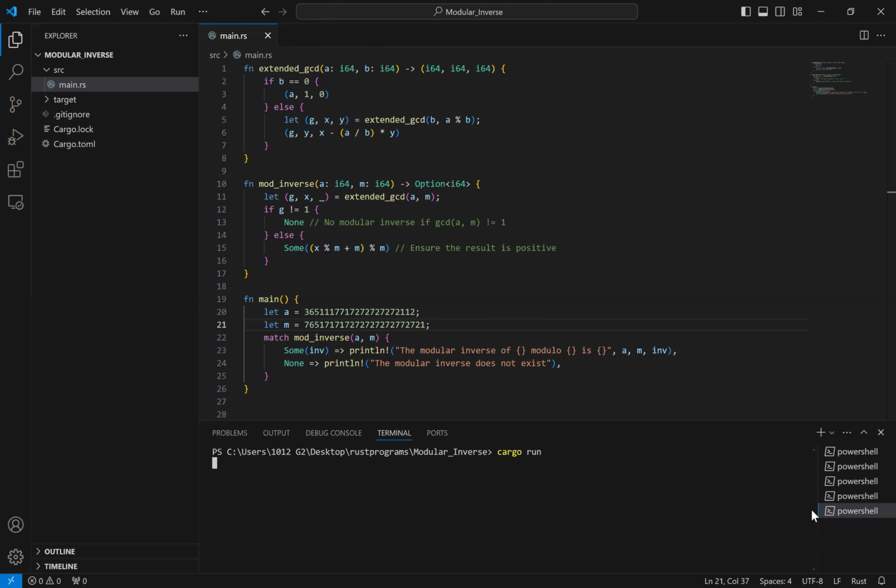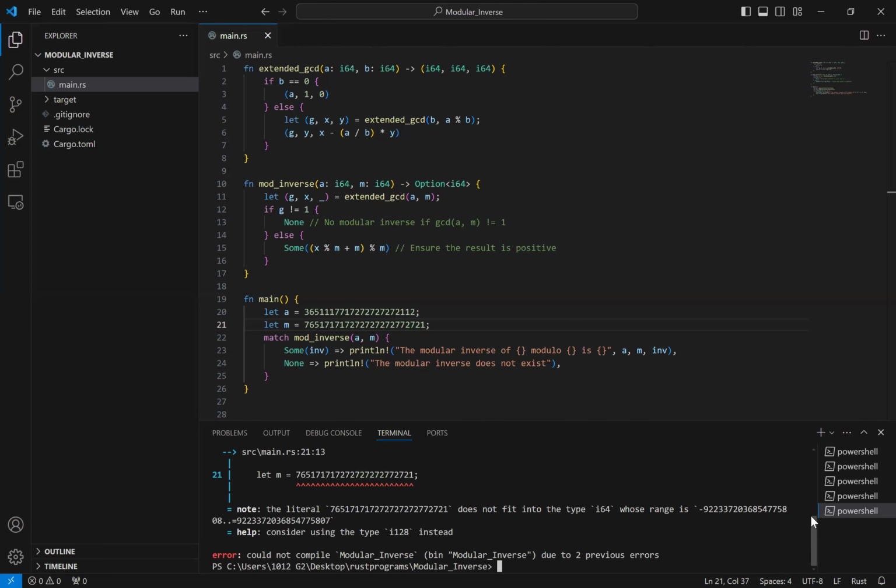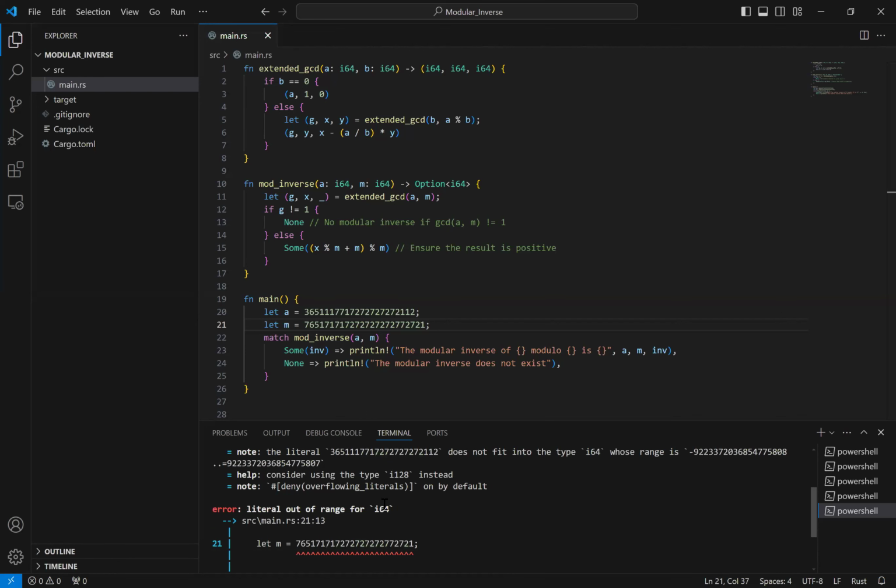Oh, the number is too huge. It's beyond the range of I-164. So let's reduce the numbers just to be in that range. You can see if it goes beyond the range, then we go to big integer. You go to the big integer library and use it.